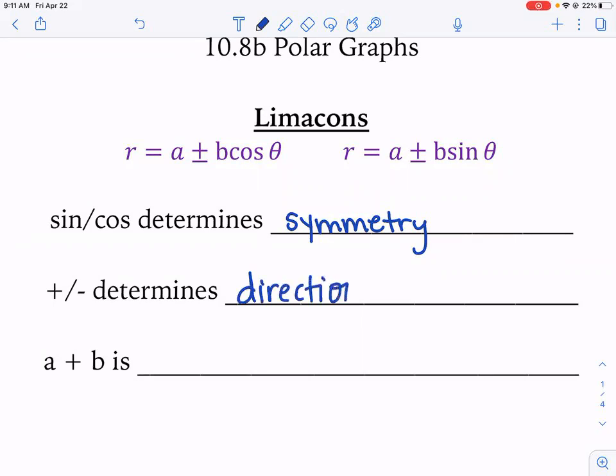Can you be more specific? Okay. But what do you mean by direction? Because this tells us symmetry. So what do you mean by direction?